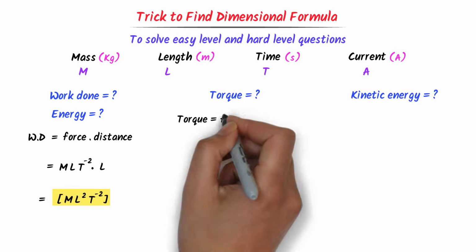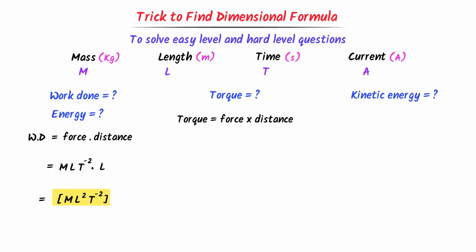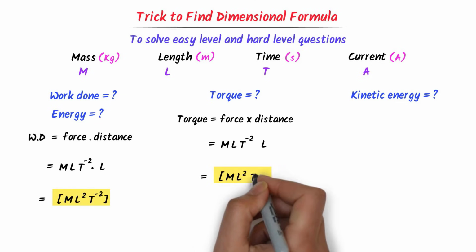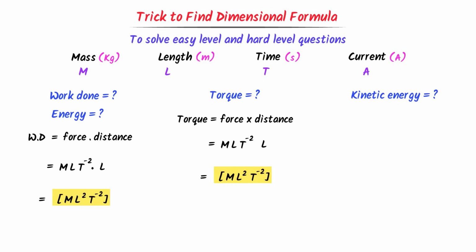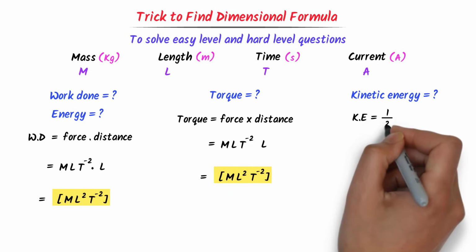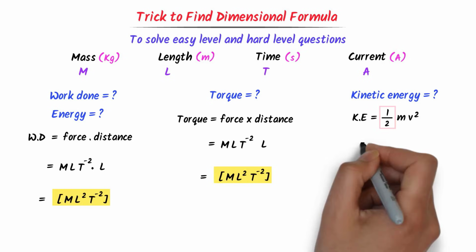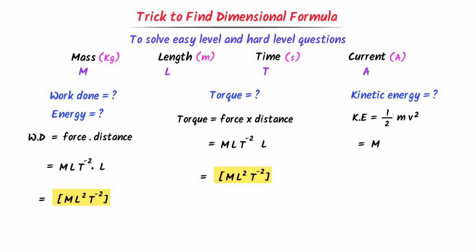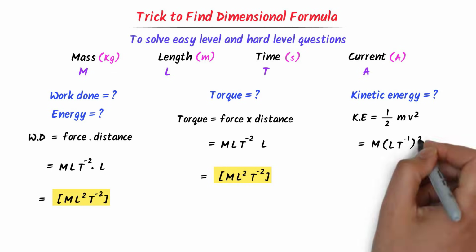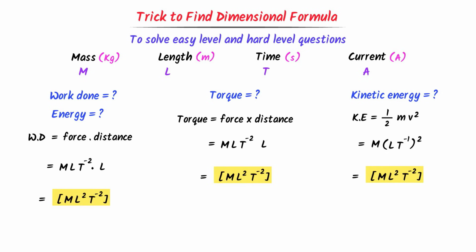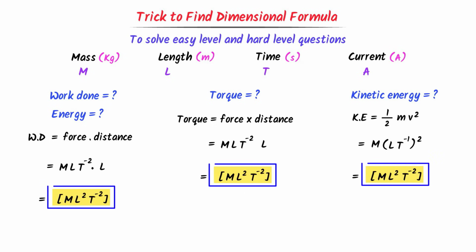In case of torque, it is the cross product of force and distance. The dimensional formula of force is M L T^-2 and that of distance is L. I get M L^2 T^-2. Hence the dimensional formula of torque is M L^2 T^-2. In case of kinetic energy, it is equal to half of mv squared. Remember that we do not consider constants in dimensional formula. The dimensional symbol of mass is M and the dimensional formula of velocity is L T^-1. I take the square of it. I get M L^2 T^-2. Hence the dimensional formula of kinetic energy is also M L^2 T^-2. Thus remember that the dimensional formula of all these quantities is the same.